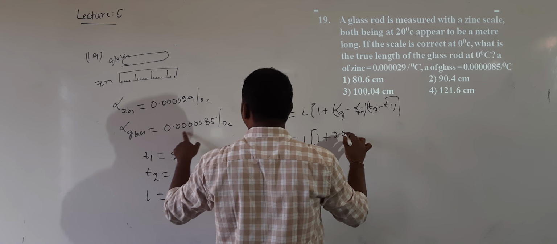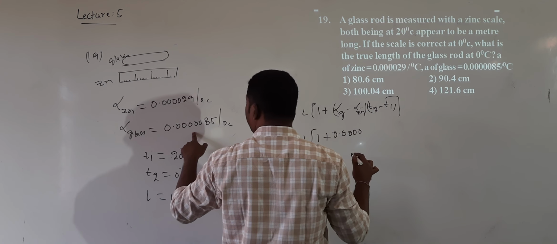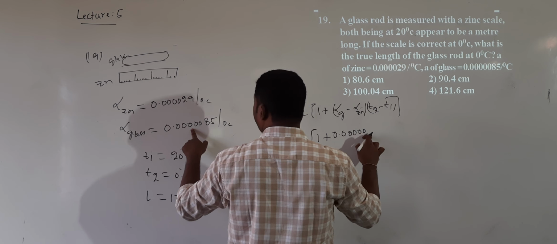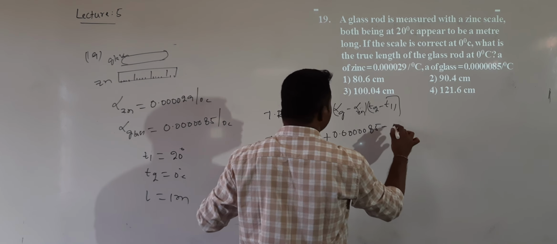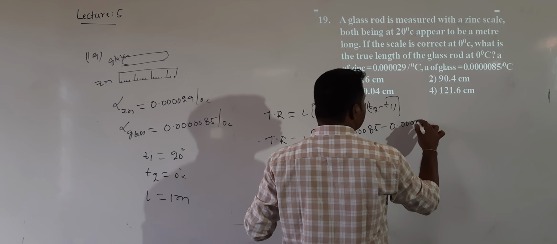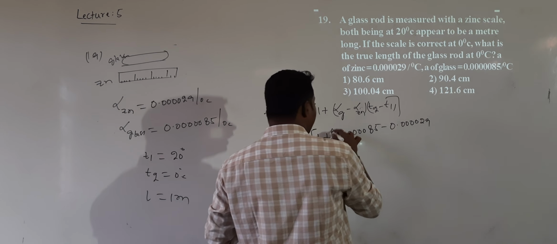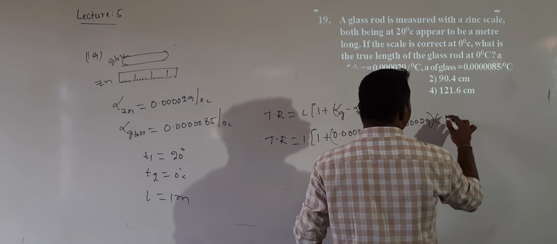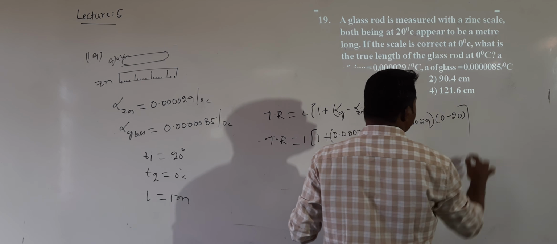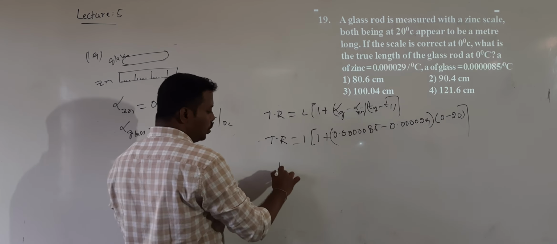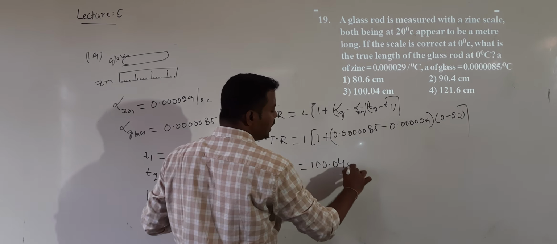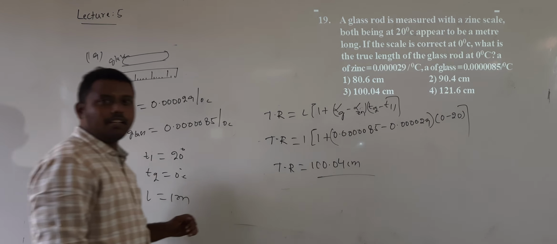So 0.00085 minus 0.000029 into T2 minus T1. T2 value is 0 minus 20. Simplify this. So you will get the true reading value equal to 100.04 centimeters. This is the true reading.